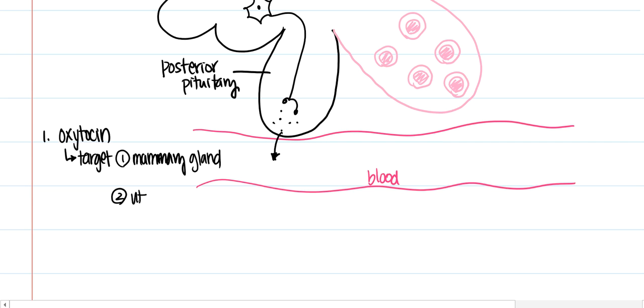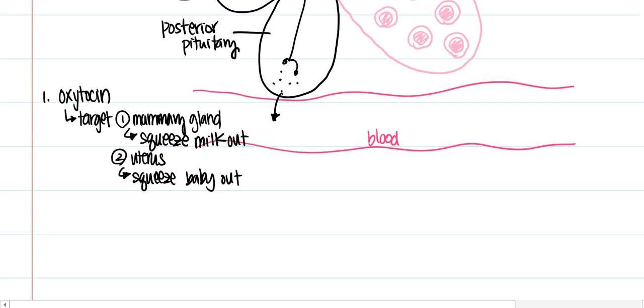or the uterus. So in the mammary gland, it is going to tell it to squeeze milk out. So it doesn't make it, but it squeezes the milk out. In the uterus, it's going to tell it to squeeze the baby out. So during labor, oxytocin starts to surge, and we will have positive feedback into the brain telling it you need to secrete more oxytocin so that we can squeeze the baby out. Okay? The second type of hormone secreted by the posterior pituitary is called ADH.